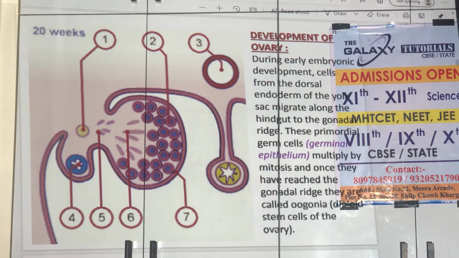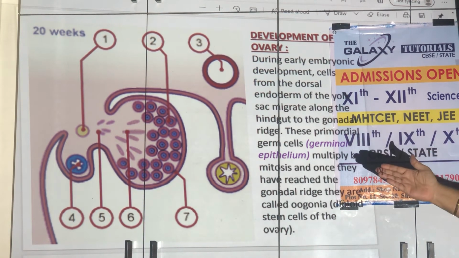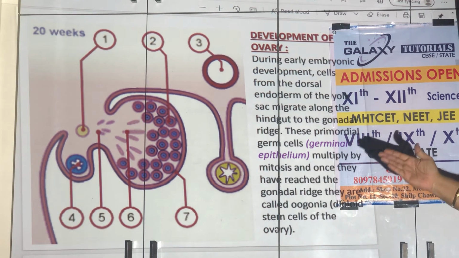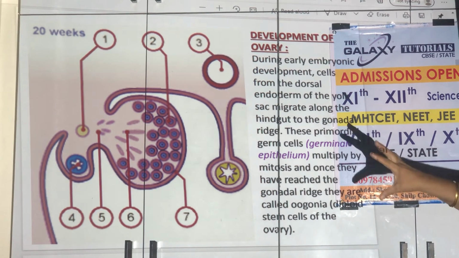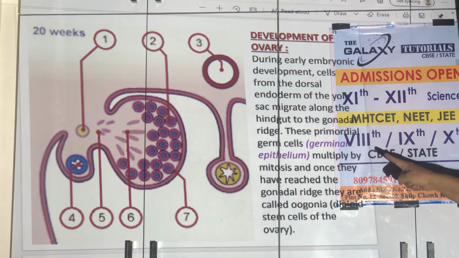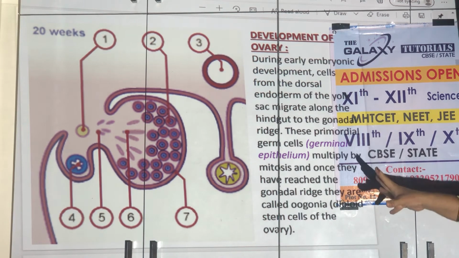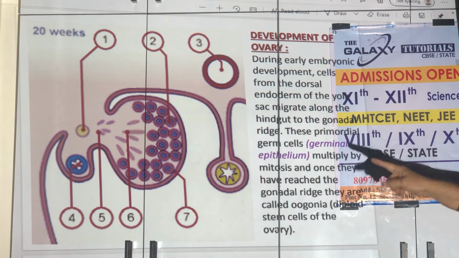Development of the ovary. We are just putting it for your neat purpose. It shows you how, in early embryonic development, the cells migrate into a sac, as you can see there. Then they come to the hindgut, to the gonad. They are those blue-like things, the germinal epithelium. Then they undergo mitosis and become oogonia.